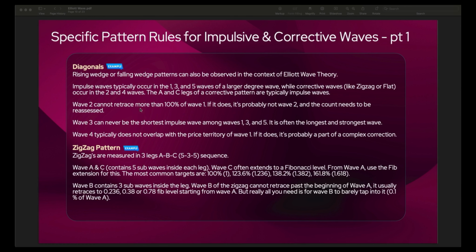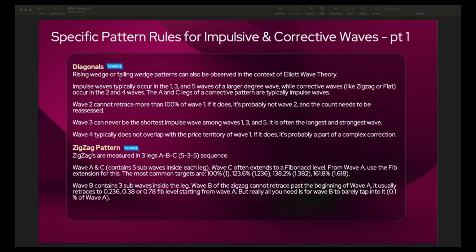Wave 2 cannot retrace more than 100% of wave 1. If it does, it's probably not wave 2 and the count needs to be reassessed. Wave 3 can never be the shortest impulse wave among waves 1, 3, and 5. It is often the longest and strongest wave. Wave 4 typically does not overlap with the price territory of wave 1. If it does, it's probably a part of a complex correction.